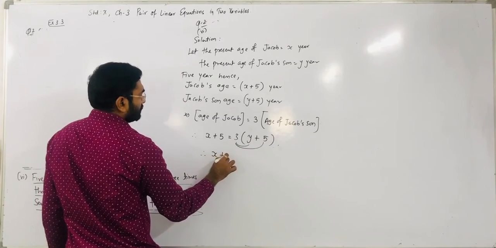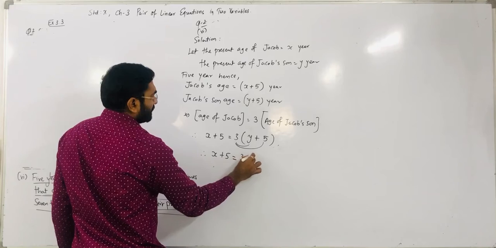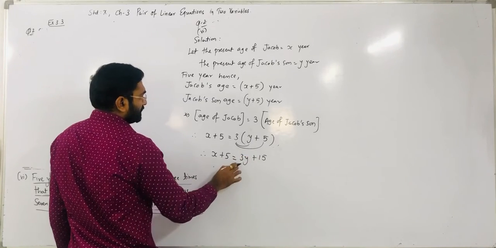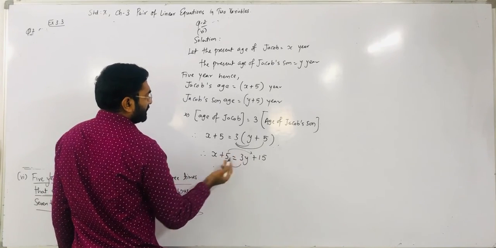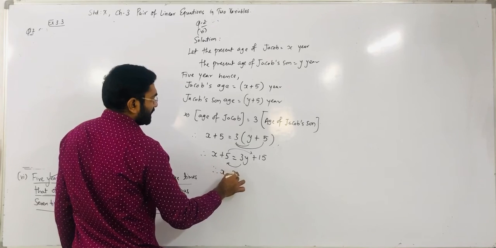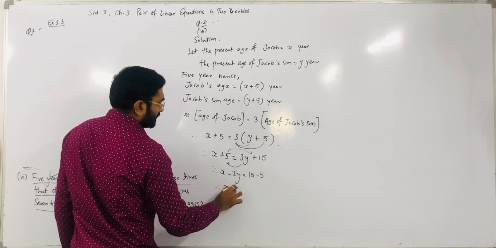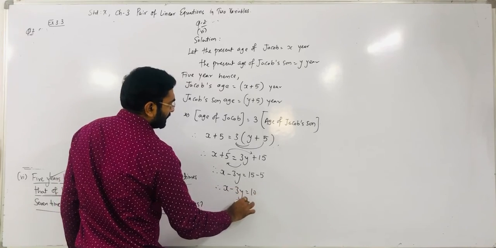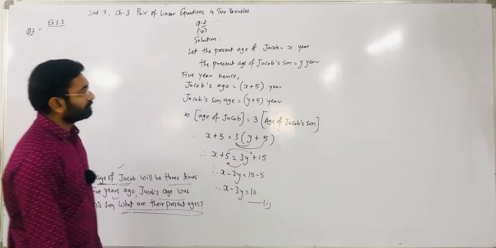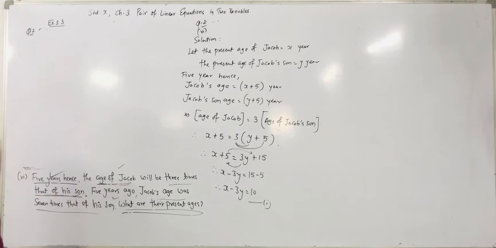So x plus 5 is equal to 3y plus 15, right? Then 3y we take on the left hand side, 5 we take on the right hand side. So x minus 3y is equal to 15 minus 5. So x minus 3y is equal to 10. Give it equation number 1. Okay? This is very easy as regards the sum, but be sure.